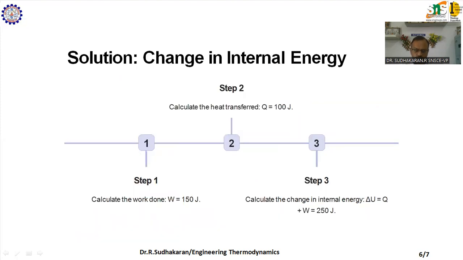Now, step 1, we calculate the work done, which is equal to 150 joules. Step 2 is to calculate the heat transfer, that is 100 joules. So the change in internal energy is Q plus W, which is equal to 250 joules. So 250 joules of internal energy change has occurred due to this particular process.